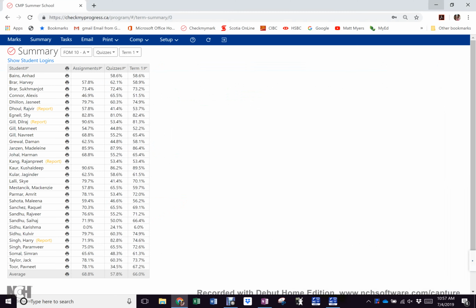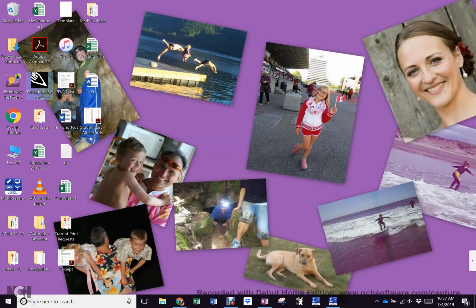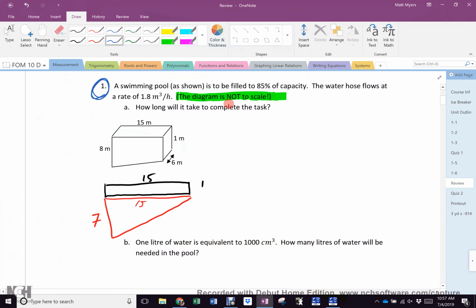Now, I purposefully drew the diagram not to scale to make you have to think. This is what it really looks like. This end is 1, this whole end is 8, but that means this part is 1, and the rest of that side is the other part of the 8, which is 7. So this rectangle is 15, and this triangle is 7 times 15 divided by 2, which is 105 divided by 2, which is 52.5.